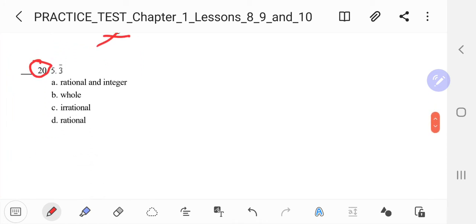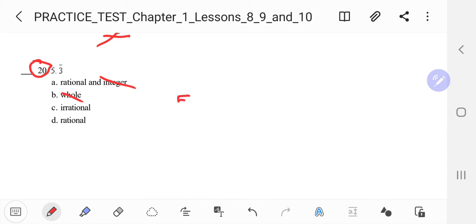All right, this one could be a little tricky, but it has a decimal, so it automatically can't be whole, and it can't be an integer, so those two are out. All right, you might think it's irrational because it's like, whoa, that's a weird decimal, but it repeats. Remember, irrational says no repeating, no terminating.